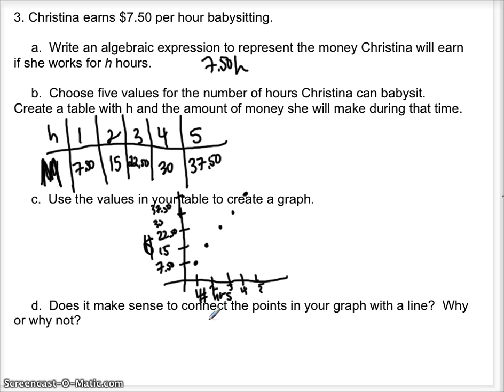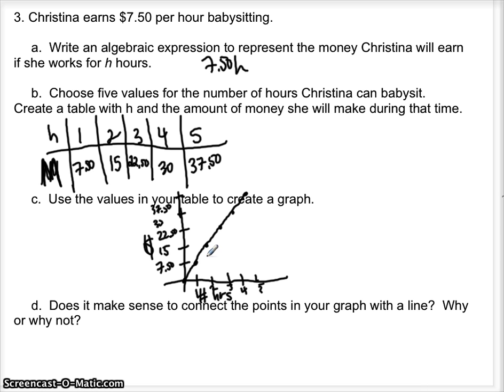Now, part D, does it make sense to connect the points in your graph with a line? Sure, why not? If she works for 0 hours, she'd make 0 money. She could work for a half hour and make half of 7.50. Okay, so yes, because she doesn't have to work for just 1 hour or just 2 hours. She can work for parts of an hour. So yes, that makes sense because she can get paid for part of an hour as well.